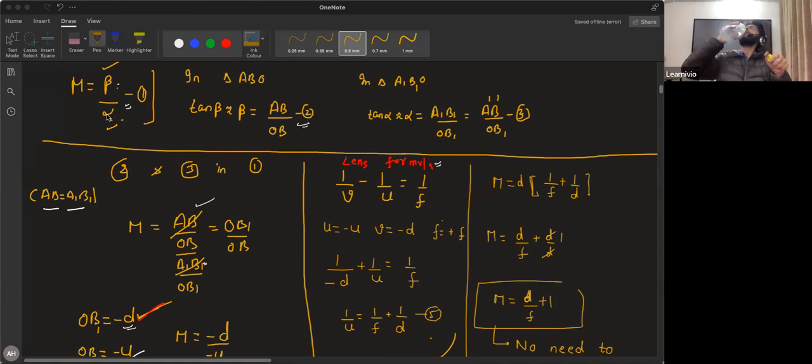Sir, what does small d mean? What is small d? That's the least distance of distinct vision, 25 centimeters for a normal eye. The condition is you need the final image at least distance. So your image distance is equal to d.